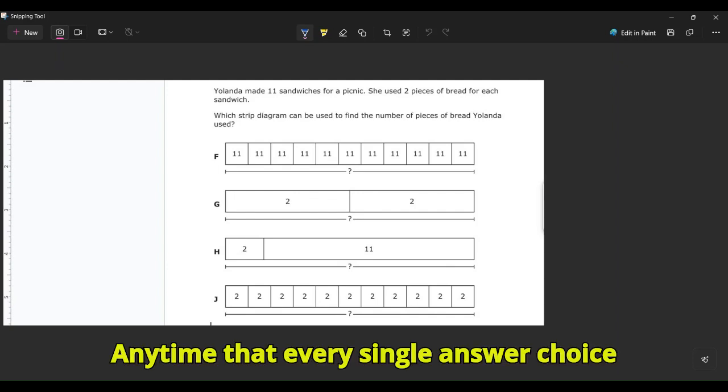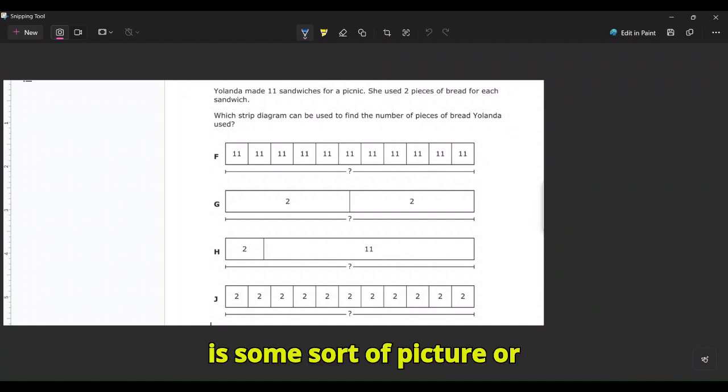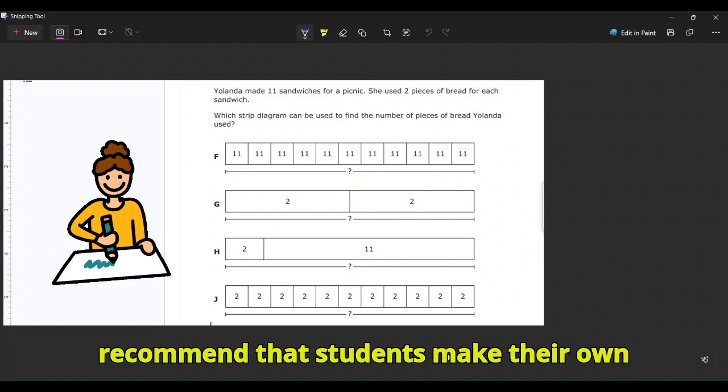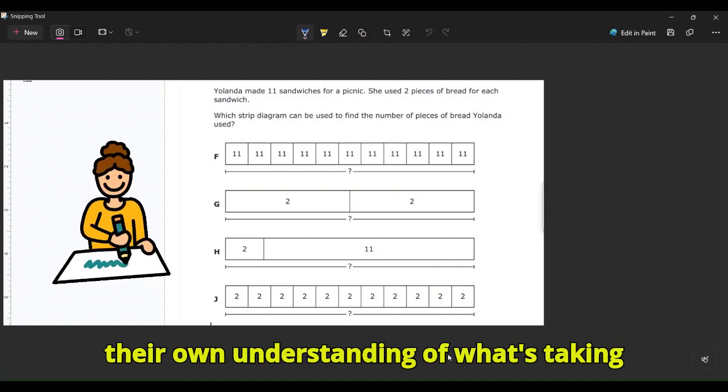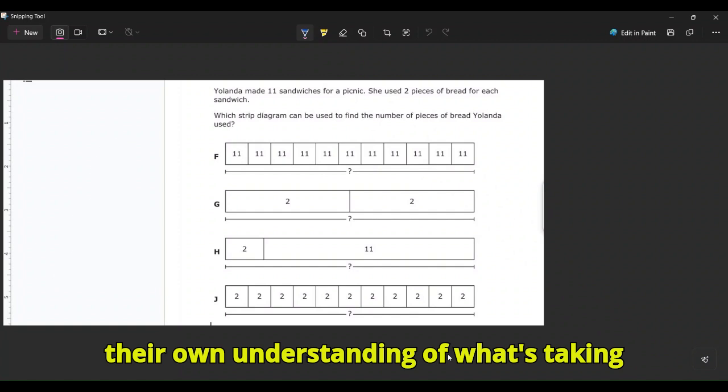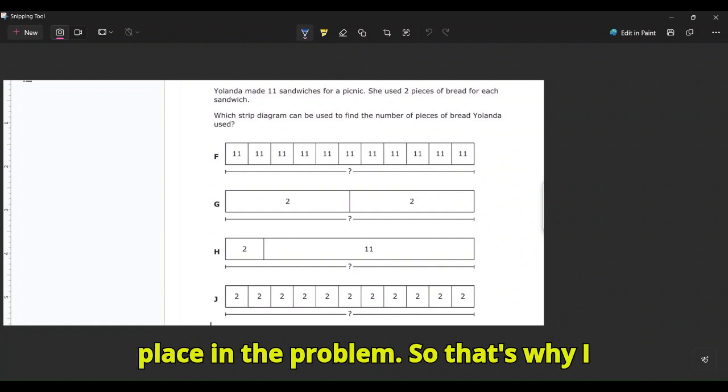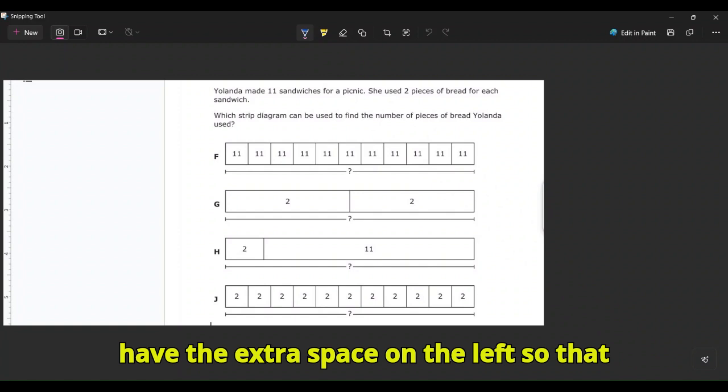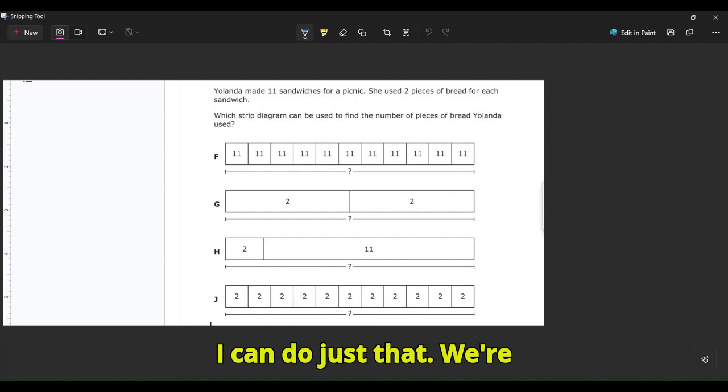Anytime that every single answer choice is some sort of picture or representation, I strongly recommend that students make their own picture so that they can come up with their own understanding of what's taking place in the problem. So that's why I have the extra space on the left so that I can do just that.